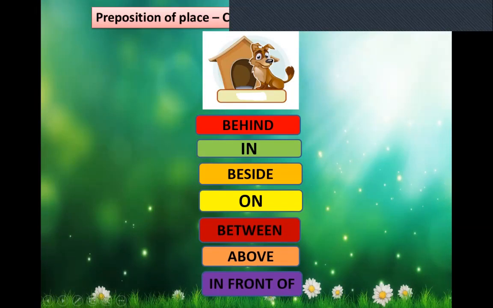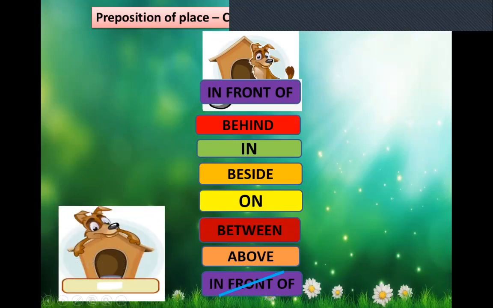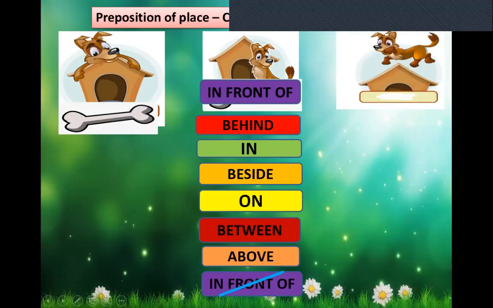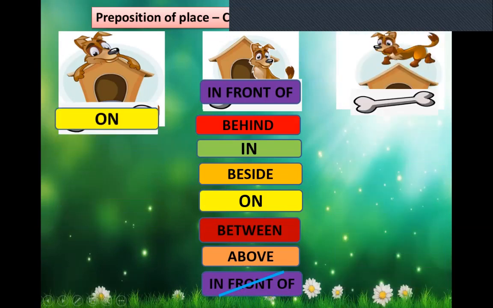Now, in the first picture, the dog is in front of the kennel or the house. So, its position is in front of. Guess its position in the second picture. Yes, it is on the house. Now, its position in the third picture. It's above the house.